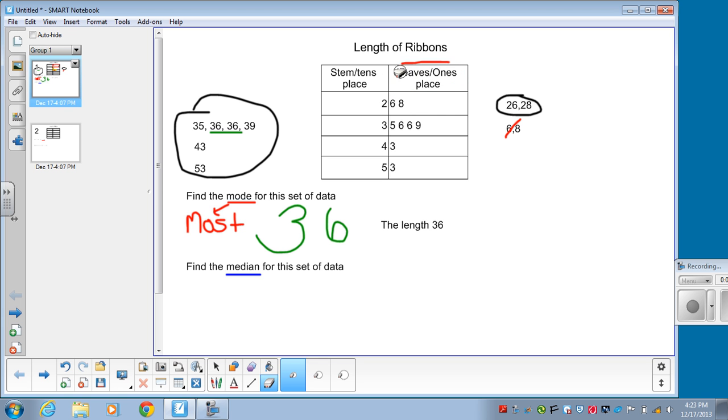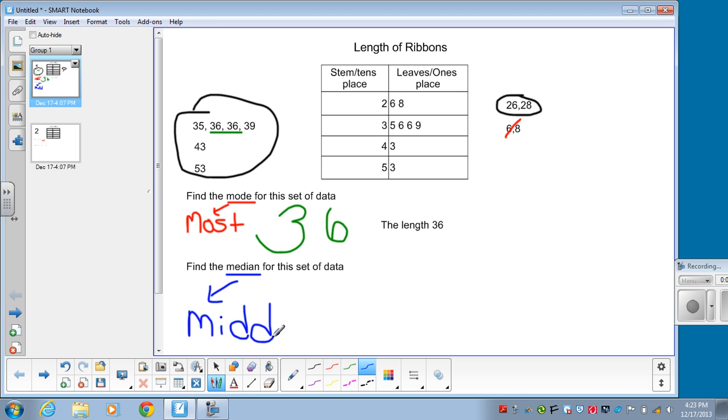If you said median means the middle number, you are correct. Median means middle. So we need to find the middle number. There's 2 ways to go about it, and I'm going to show you both. Feel free to use whichever one comes easier for you, because it doesn't matter if you think the same as me. It only matters that I show you different ways to get the same answer.